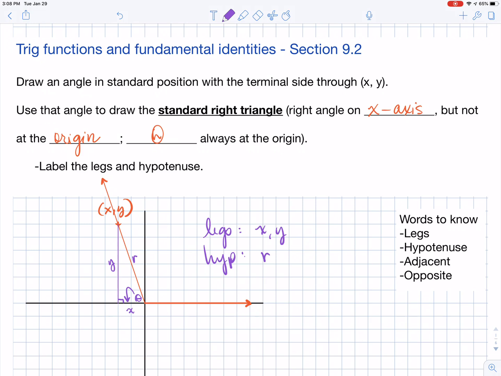And maybe your thought is, well, r is also adjacent to theta, but remember this: the hypotenuse is never going to be called the adjacent or the opposite. It always gets its own name, and we just call it the hypotenuse.